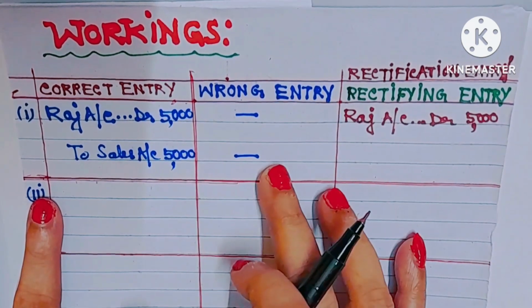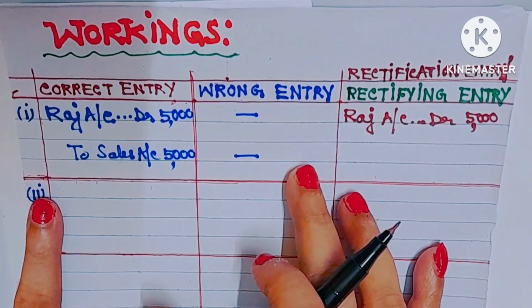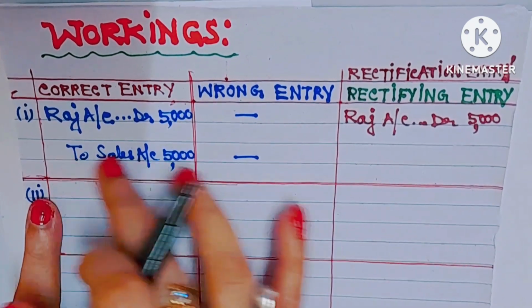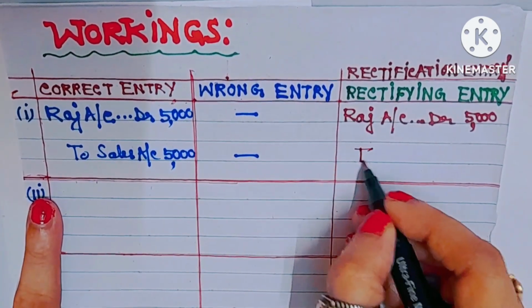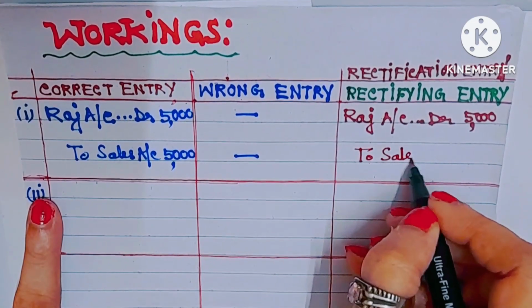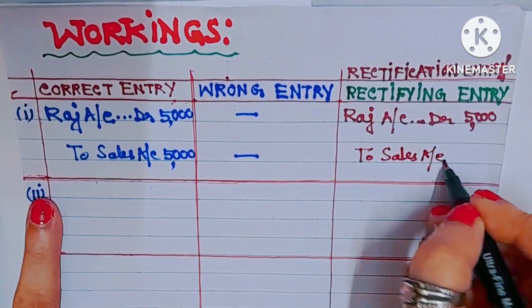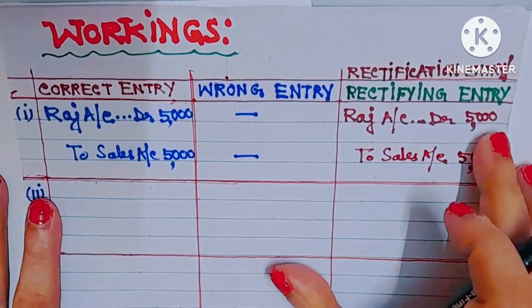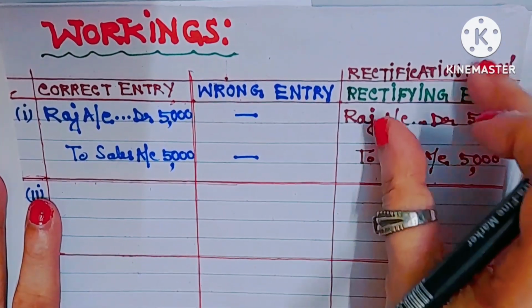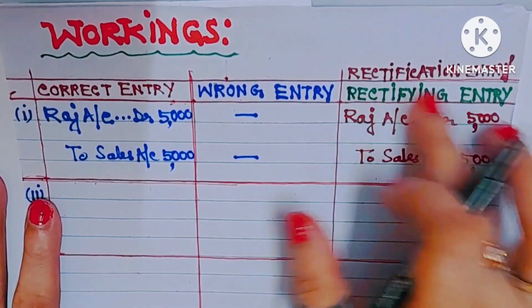But in the wrong entry on the credit side, nothing has been recorded. So what do we have to do? Just copy the correct entry on the credit side. So we'll write To Sales account rupees 5000. In the fair work, we just have to copy the rectifying entry or rectification entry.